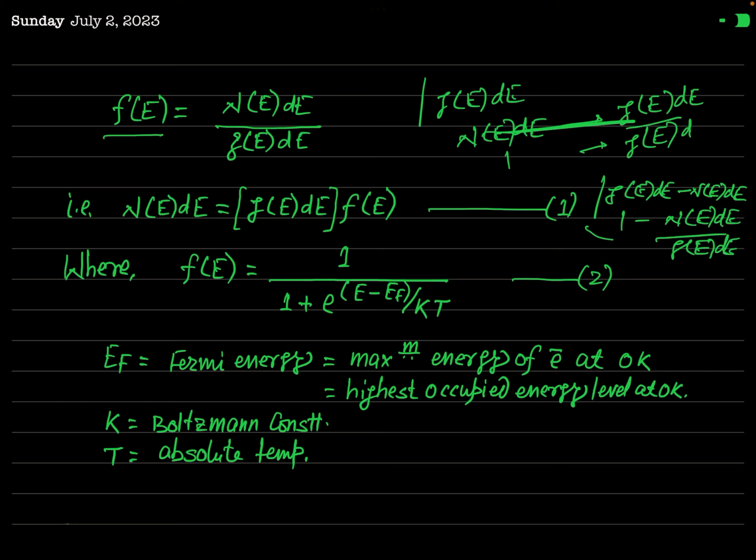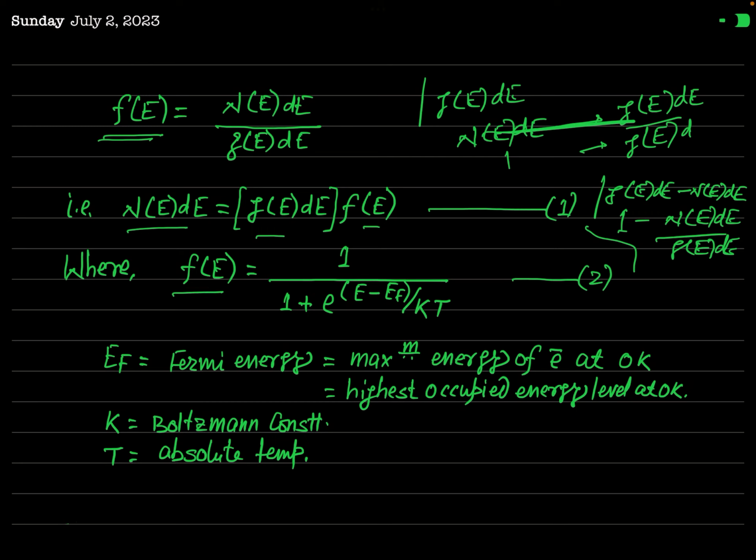Okay? And as you know, the average number of fermions per quantum state is called the Fermi-Dirac distribution function, or the occupation probability. So you can say that this occupation probability f of E is equal to N of E dE divided by G of E dE. And so you can say that N of E dE is equal to G of E dE times f of E.